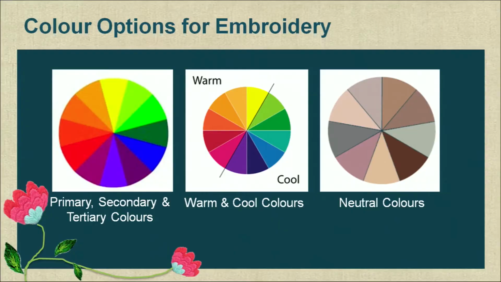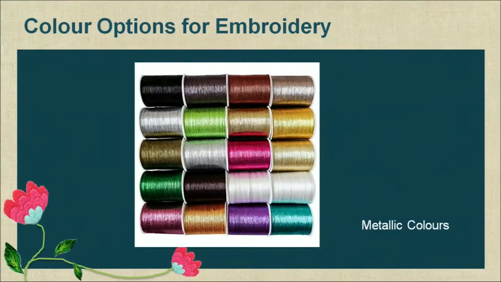So colors we have discussed, we could have primary colors, secondary colors, tertiary colors. You all know about the color wheel. You can pick up neutral colors. So they will help you in deciding the effect of the embroidery. Threads can be metallic colors, they could be silken, they could be cotton. So according to the final look, you can decide. So now all things are ready for starting the embroidery.